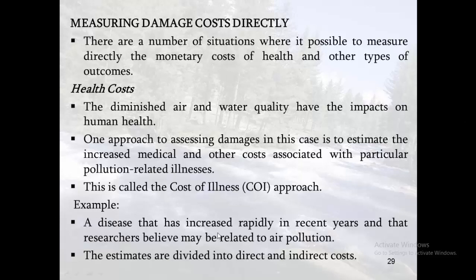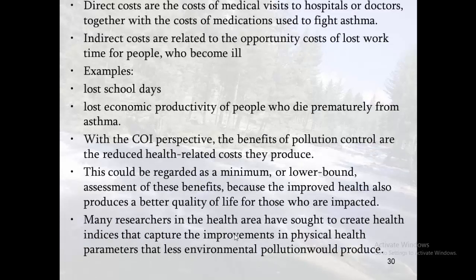For example, a disease that has increased rapidly in recent years and is believed to be related to air pollution, and the estimates are divided into direct and indirect costs. Suppose that in a locality there are different industries, and it is estimated that the people living in that area are working in those industries, they suffer from a certain disease, and the number of patients in that locality has increased in recent years. Then we can divide such estimates into two parts, direct and indirect costs.